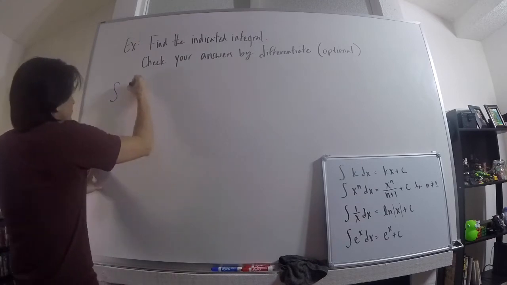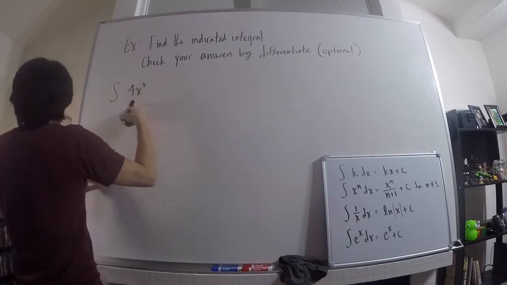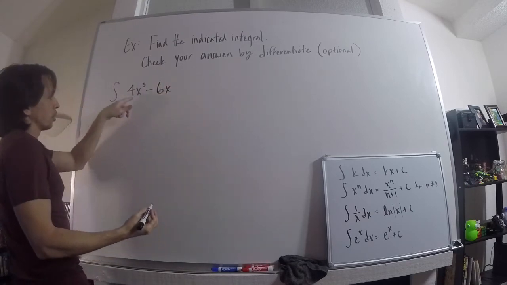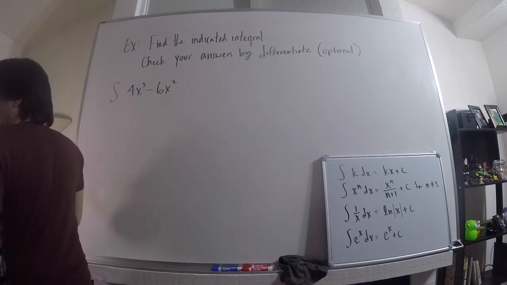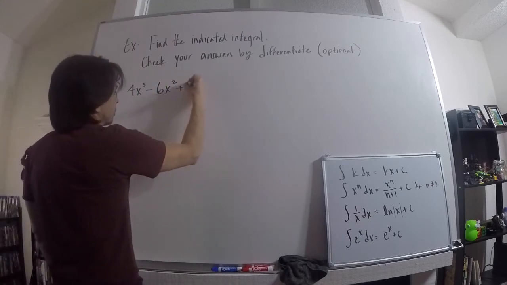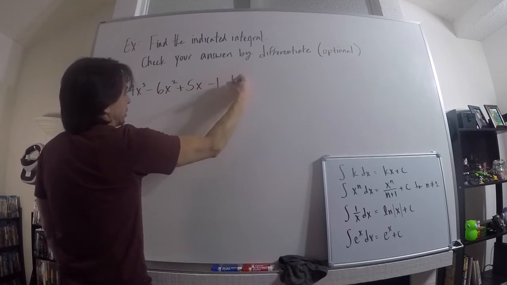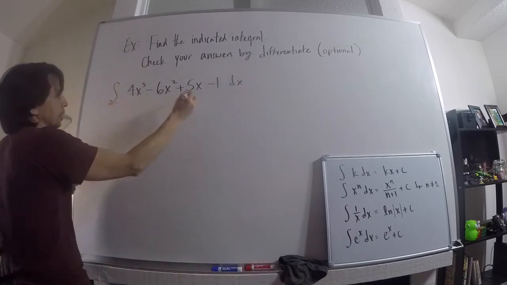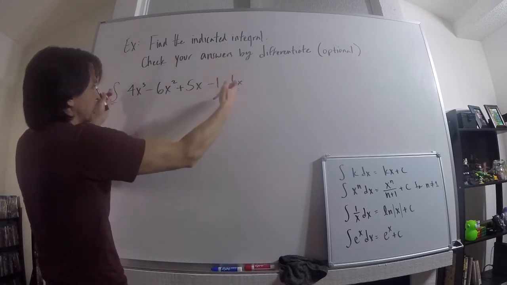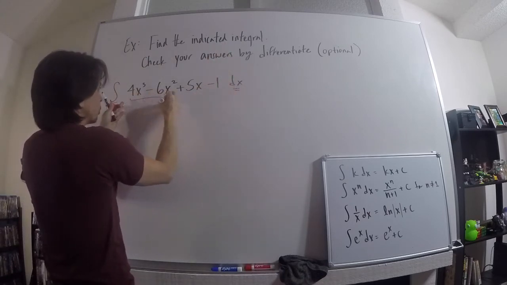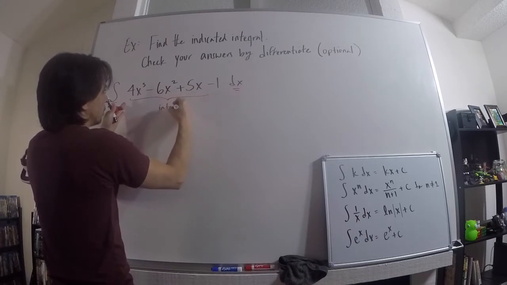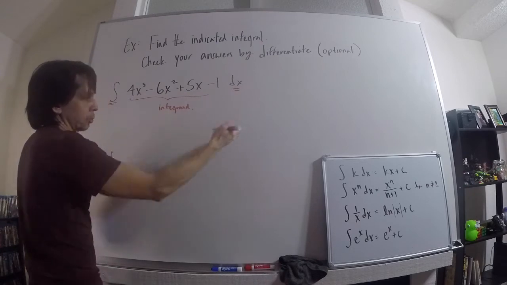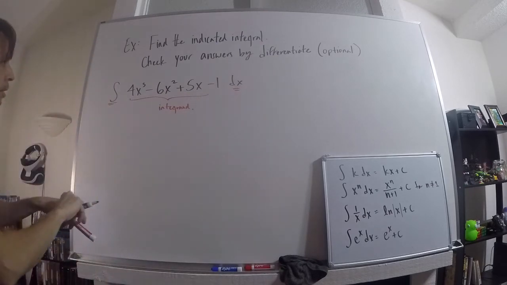Okay, let's do our first one. It's going to be a polynomial, so we're just going to be following mainly the power rule. Integral of 4x cubed minus 6x squared plus 5x minus 1 dx. The integral symbol and the dx are just notation for capping off your integrand. When we take the antiderivative, we will drop both of those and just have a function plus c. So let's start working it.